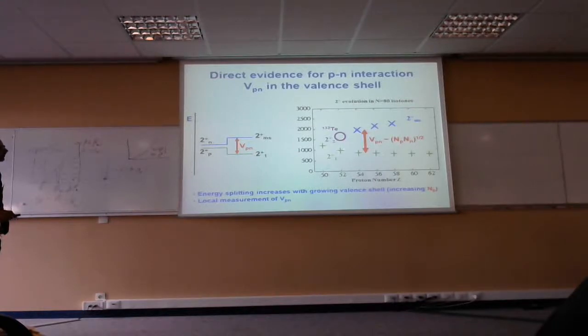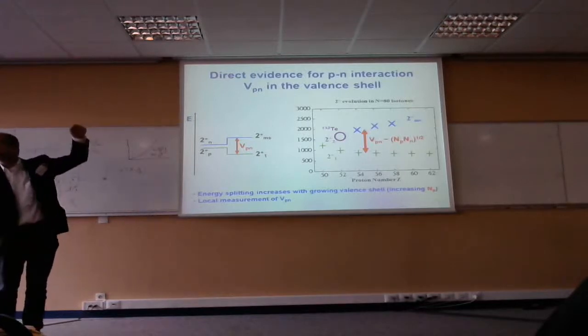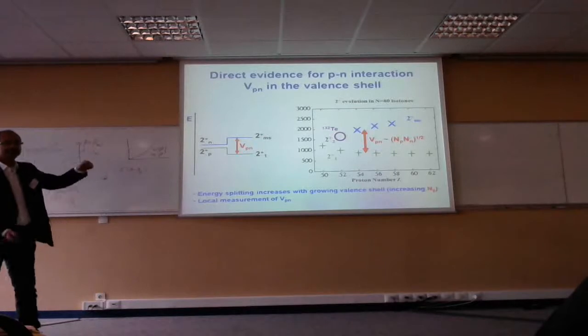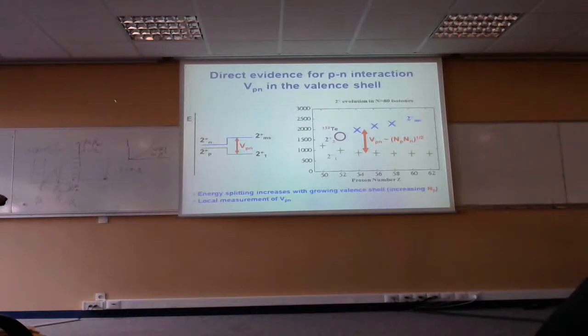And so the first 2+ states are known here. So they decrease. The larger you make the valence space, the more collective become the first 2+ states, and it goes lower in energy. And here you see the mixed symmetry states from tellurium, radioactive, and then xenon 134. And so you see this splitting. The larger you make the valence space, the larger becomes the proton-neutron interaction, the more does the symmetric and the antisymmetric state split. So you can measure locally the proton-neutron interaction in the valence shell if you want.